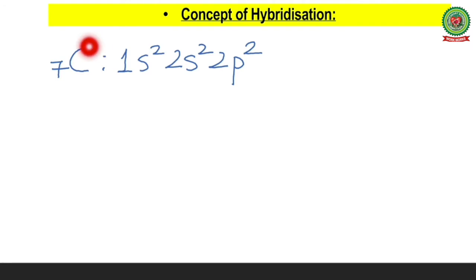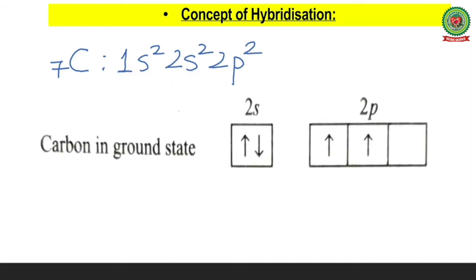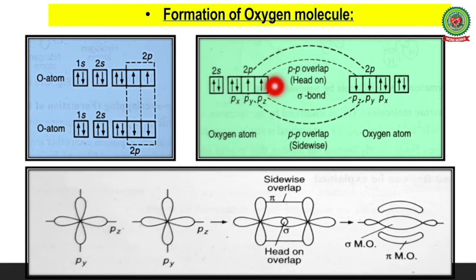Now, if I take an example of carbon with atomic number 7, the electronic configuration is 1s2, 2s2, 2p2. So, the arrangement that carbon should show should be 2s fully filled and there should be 2 electrons in the p orbital. Okay. So, as we were seeing in the case of oxygen, the bond was formed between py, py and pz, pz. So, the valency here is 2 because 2 bonds are formed.